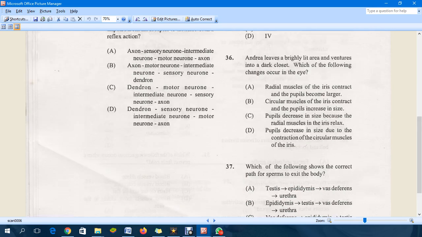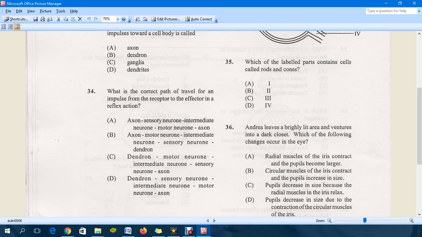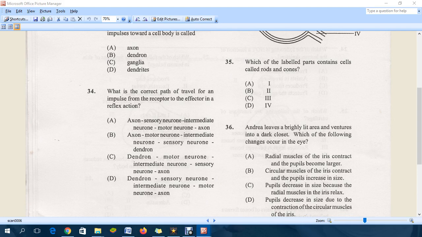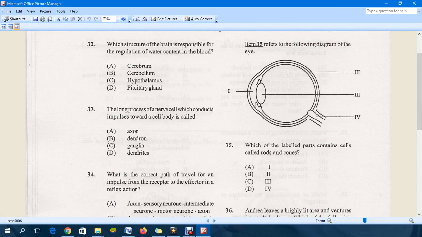Let's move on to question 35. Right, so here we go. We have an image here, an image of the eye.